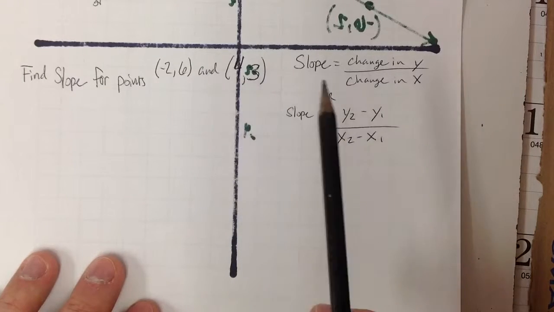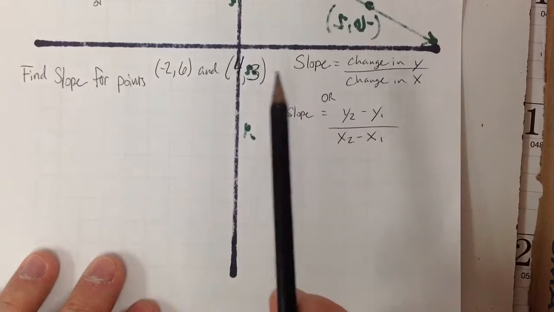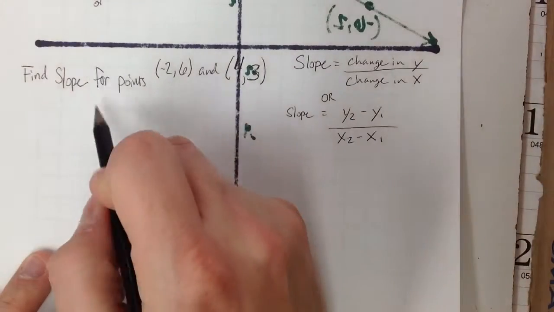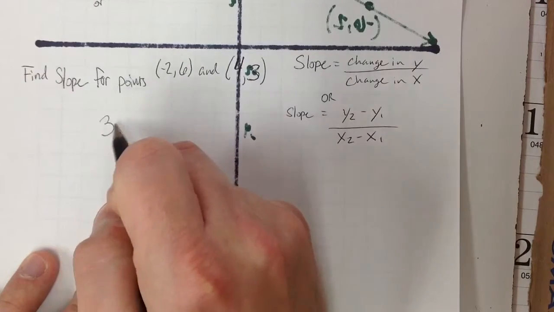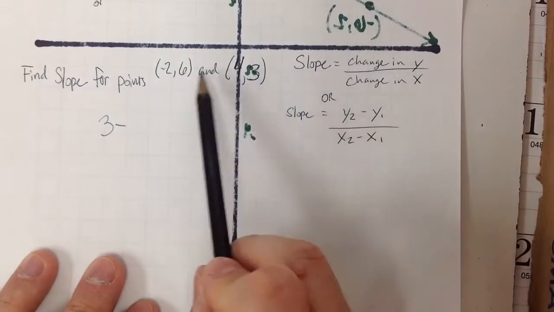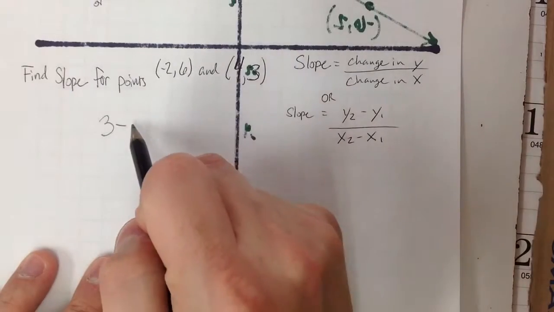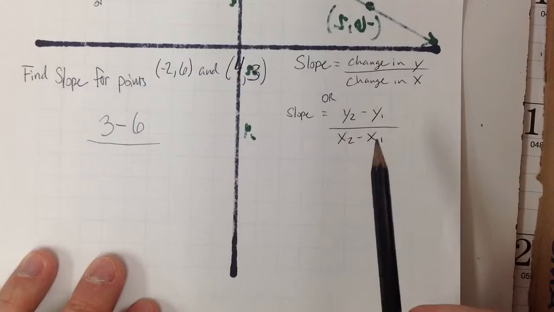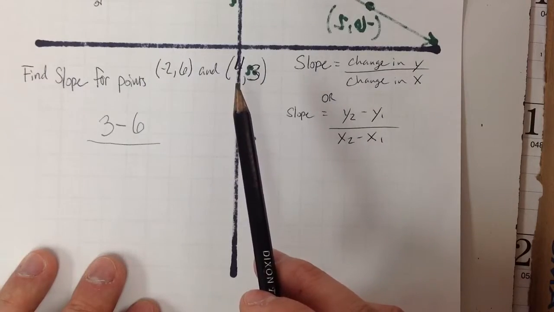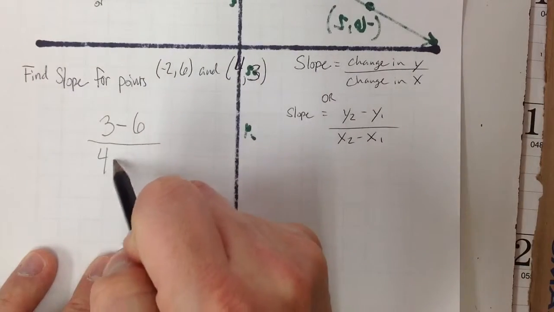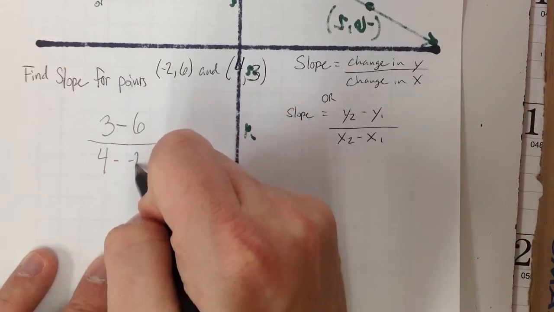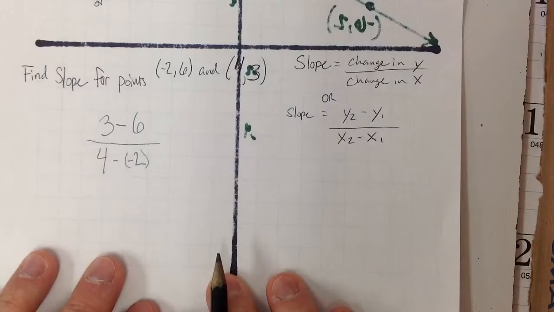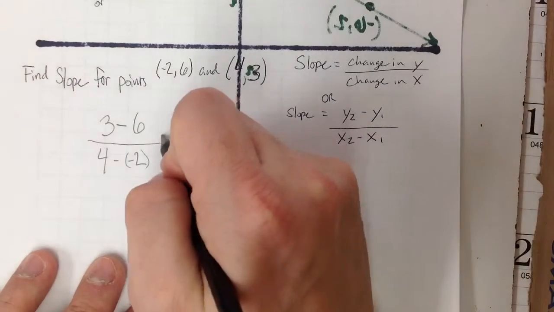So what's my second y point? Well, here's my second ordered pair. Here's the y component, so I would do 3 minus, what's the first y coordinate point? 6 over x2 minus x1. So the second x point is 4. First one is a -2. Put that in parentheses. So I can simplify that, and that is a way for me to find the slope.